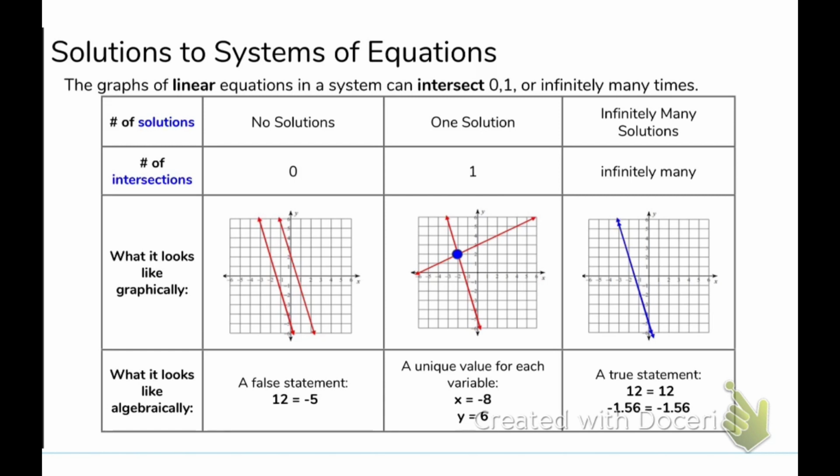Infinitely many solutions is infinitely many. It's essentially the same graph, the same line, and it's going to give you a true statement. So 12 equals 12, or negative 1.56 equals negative 1.56, or 0 equals 0. It just gives you something that is true, okay?